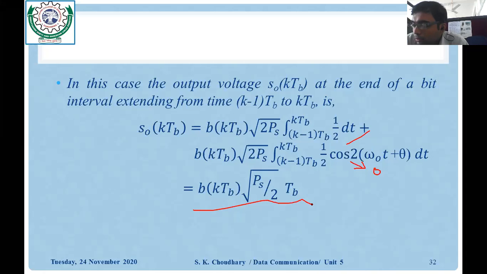In this way we see that this receiving system reproduces the transmitted bit stream B(t), and the operation of this bit synchronizer allows us to sense each bit independently of every other bit. So this is all about the receiving of the BPSK signal. The receiver diagram is also important, and all these equations are very important; they would come in the examination.